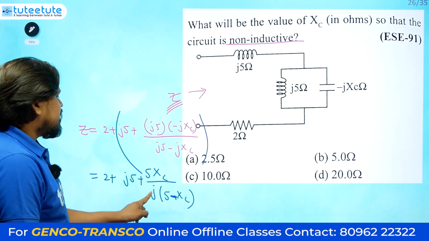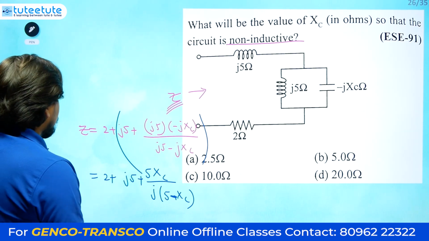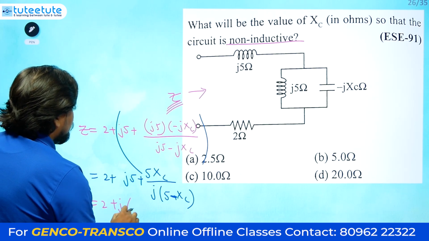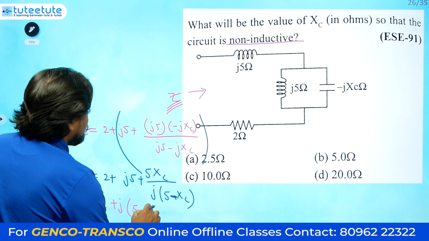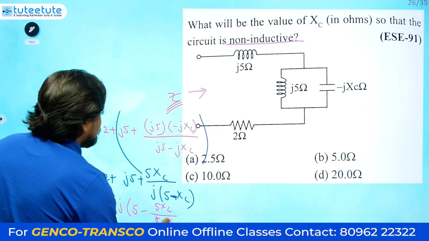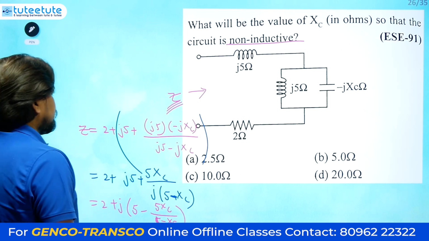Here J is there in the numerator, so if you take it, it will be minus J. Then the complete one will be 2 plus J into 5 minus, 5XC by 5 minus XC. So 5XC divided by 5 minus XC. This is the complete one.